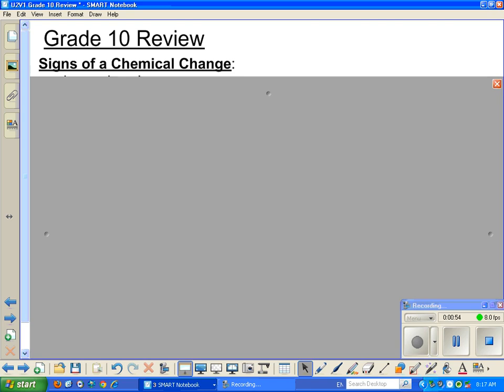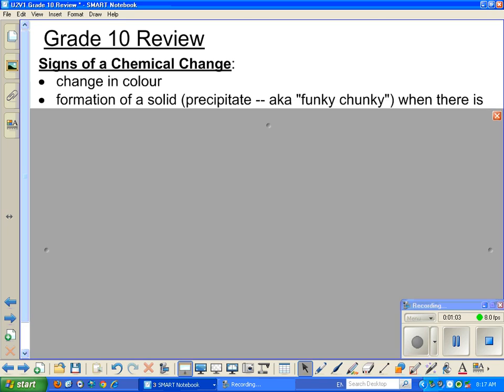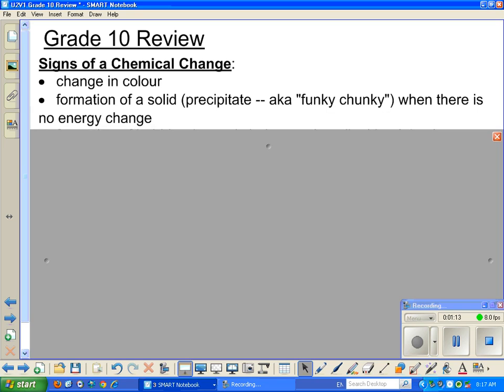chemical change? Well, one of the ways is that you sometimes observe a change in color, and not just intensity from darker to lighter, but a complete color change. You might also see the formation of something called a precipitate or a solid. I like to nickname them funky chunkies. And the solid forms when there's no energy change associated with that reaction. So you're not heating it up or cooling it down.